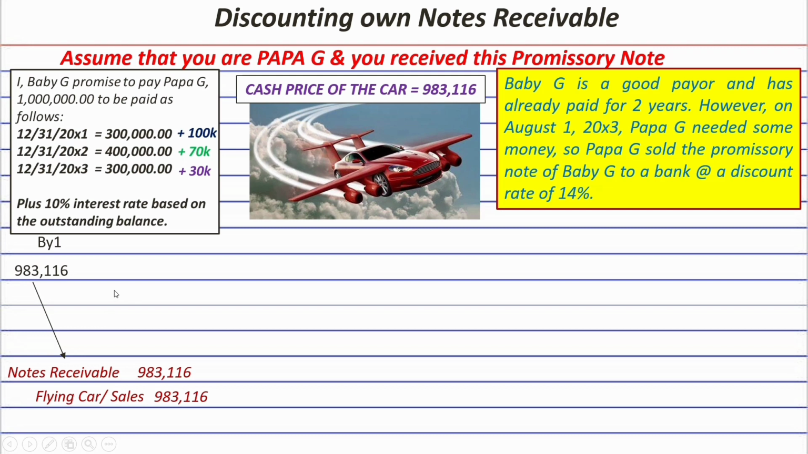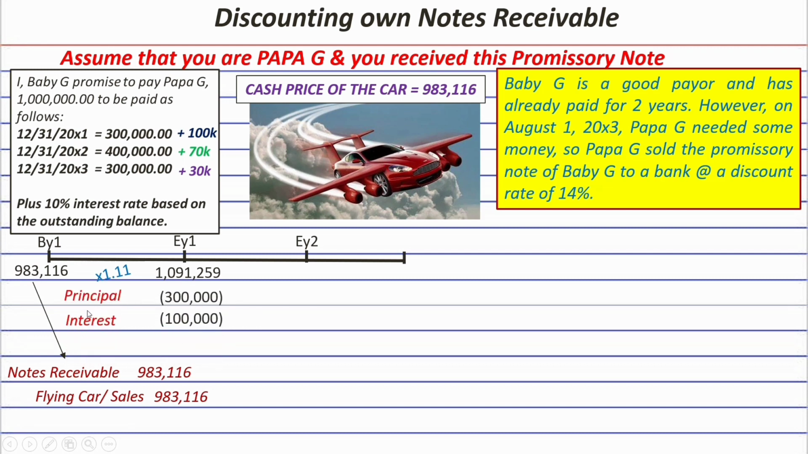Okay? Now, continuing the accounting for this illustration, since there are no problems in year 1 and year 2 based in this illustrative problem, we can continue this timeline already. So, 983,116 times 1.11 or 1 plus the effective rate, and we will have 1,091,259, and then minus the first principal payment of 300,000 and minus the first interest payment of 100,000 equals 691,259.